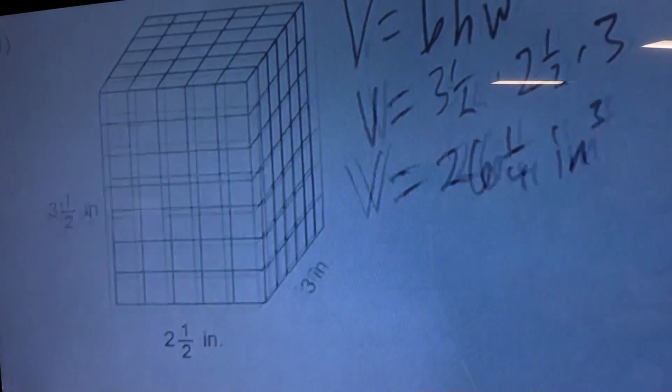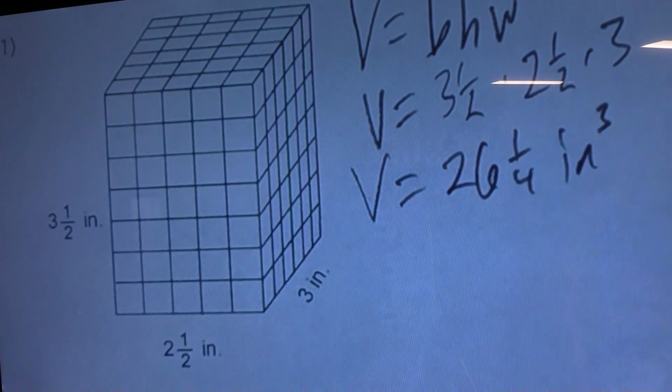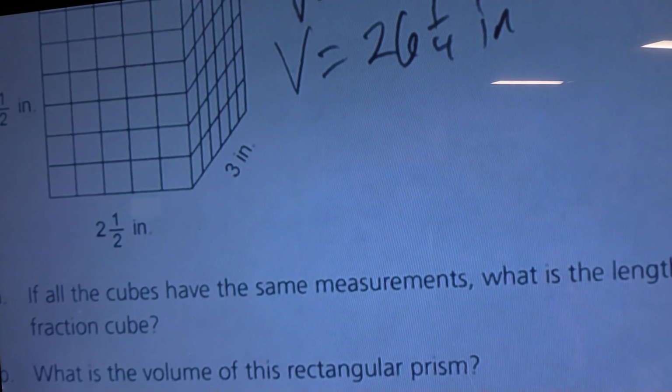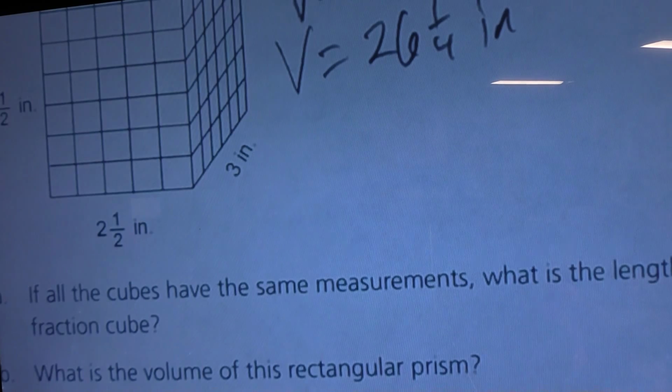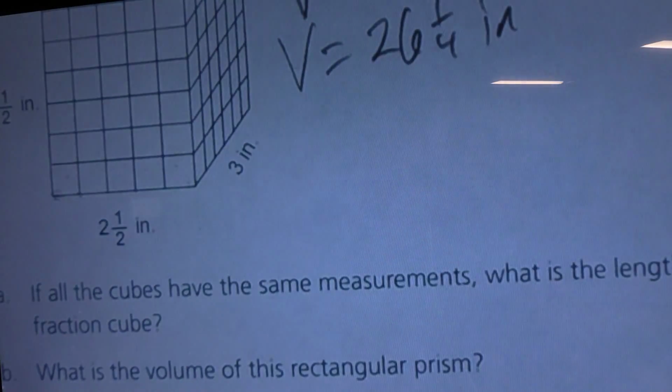Now, I went ahead and found the volume of that rectangular prism, and this was actually part B. What they wanted me to do was, it says if all the cubes have the same measurements, what is the length of each edge of each unit fraction cube? I'm going to go back and do that now. And all that means is if this part here from this vertex to this vertex is 2 1/2 inches, then how long is this edge here? All I have to do is divide 2.5 by 1, 2, 3, 4, 5, and that'll tell me what the side length is.